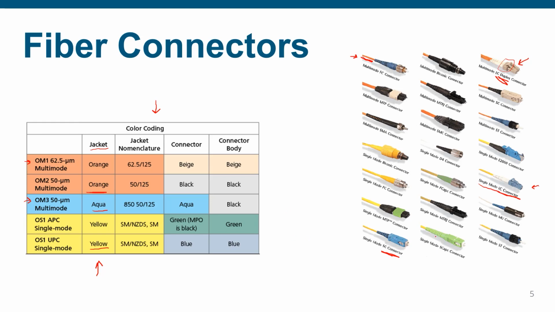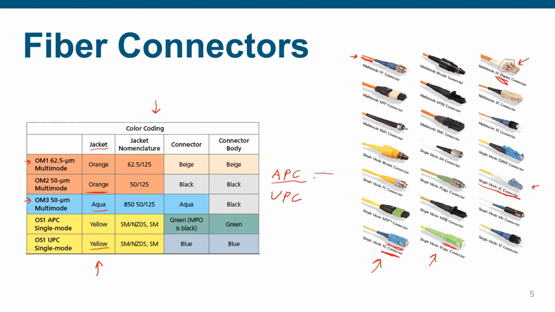Another important thing here will be your blue versus green connectors. So these two here at the bottom are both SC connectors, but one is green and the other is blue. The difference is APC versus UPC, where APC is angle polish.